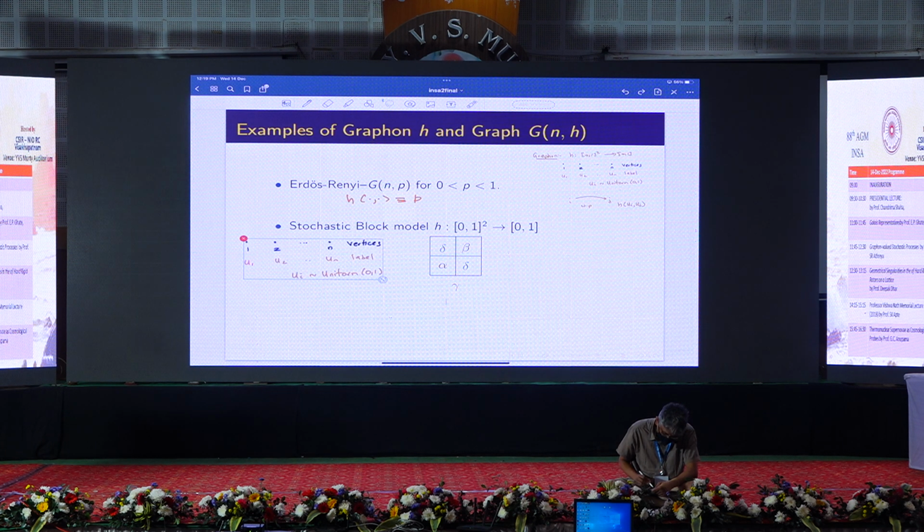So I have my labels U1 through UN. What I will do is, if U1 is below the value gamma, then I will mark it with a square, the asterisk. If it's above the value gamma, I'll mark it with a blue, let's say. And then let's say we go on, and the last one is also an asterisk.